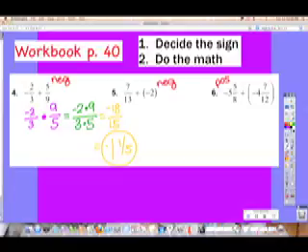Right now, can we do top times top, bottom times bottom? No, you've got to do keep, change, change. And then top times top, bottom times bottom. So keep 7/13. Change the divide to a times. Change the negative 2 over 1 to 1 over negative 2. Now you can do top times top, bottom times bottom, because now it's a multiplication problem.